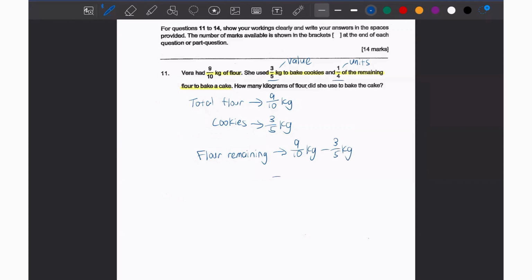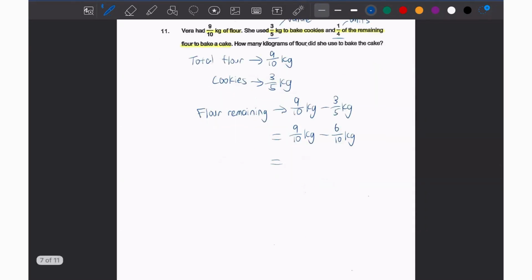So how we do this is first, we look at the denominators. They are different denominators, so we make the denominators the same. So in this case, 9/10 kg minus, to make the denominator of 5 into 10, multiply by 2 to both numerator and denominator, so we get 6/10 kg here, which is 9/10 kg minus 6/10 kg will give me 3/10 kg.